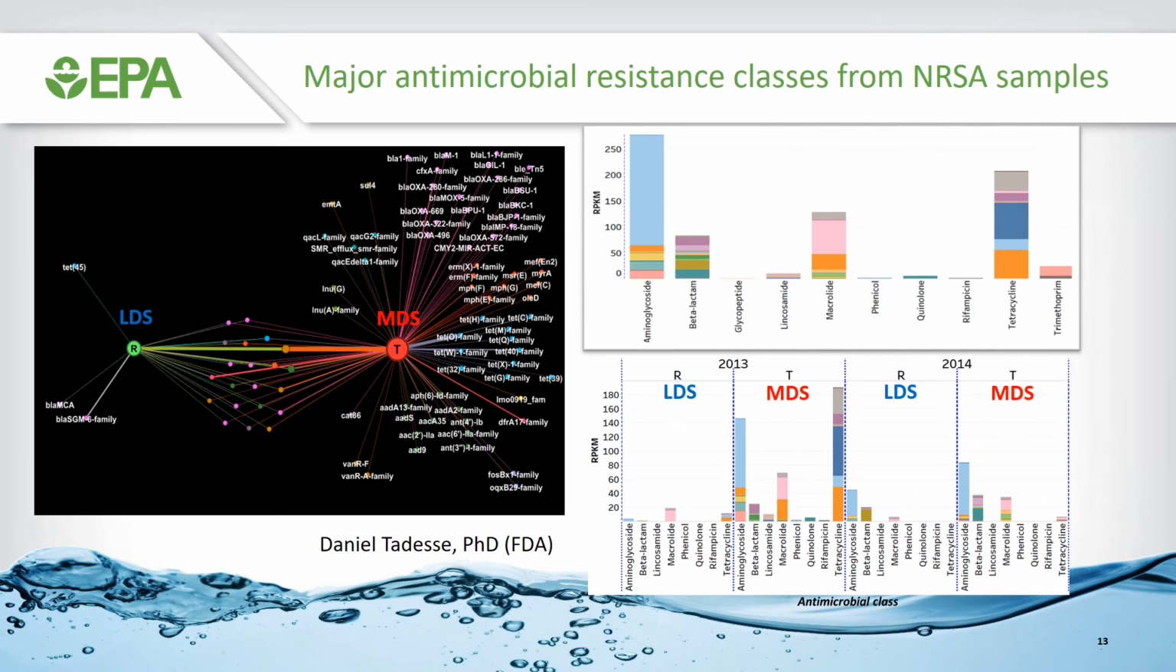To continue with next steps, here we show preliminary metagenomic data for an ecoregion of the NRSA. This slide shows a network graph comparing least and most disturbed sites, labeled R and T. ARGs unique to each condition class are shown to the left and right of each condition class node. The graphs on the right show the abundance of sequence reads by drug class broken out by year. Resistance genes for aminoglycosides, beta-lactams, macrolides, and tetracyclines were unique to the most disturbed sites in the network graph, and their read abundances were higher in most disturbed sites.